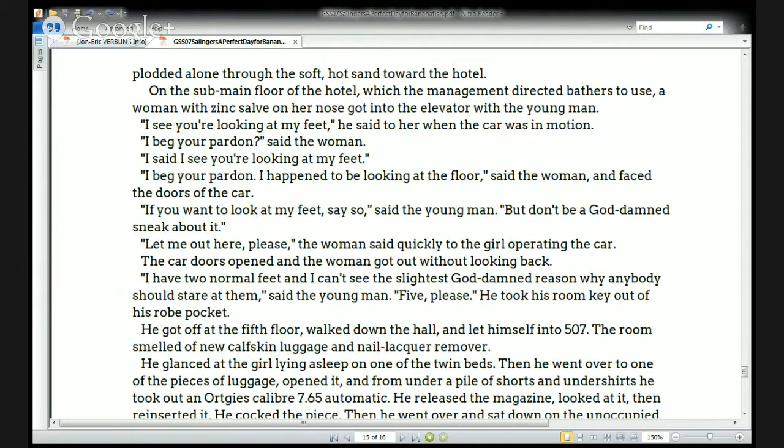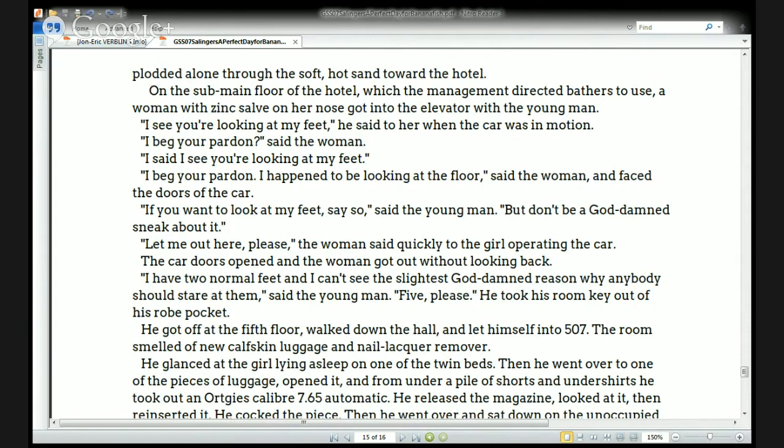"I see you are looking at my feet," he said to her when the car was in motion. "I beg your pardon," said the woman. "I see you are looking at my feet." "I beg your pardon, I happened to be looking at the floor," said the woman, and faced the doors of the car. "If you want to look at my feet, say so," said the young man, "but don't be a goddamned sneak about it. Let me out here."